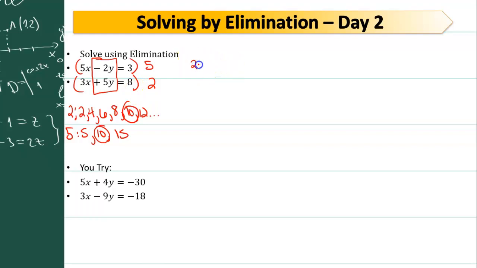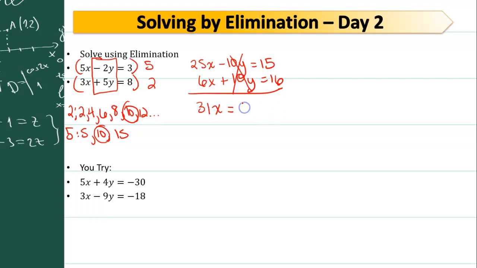Everything gets multiplied, so this becomes 25x minus 10y equals 15. The bottom becomes 6x plus 10y equals 16. Let's check to make sure we accomplish what we want to accomplish. We need opposite coefficients with the same numbers, and we have that here, which means when we add, our y's are going to eliminate. 25 plus 6 is 31x. 15 plus 16 is 31. We're going to divide both sides by 31, so x becomes 1.